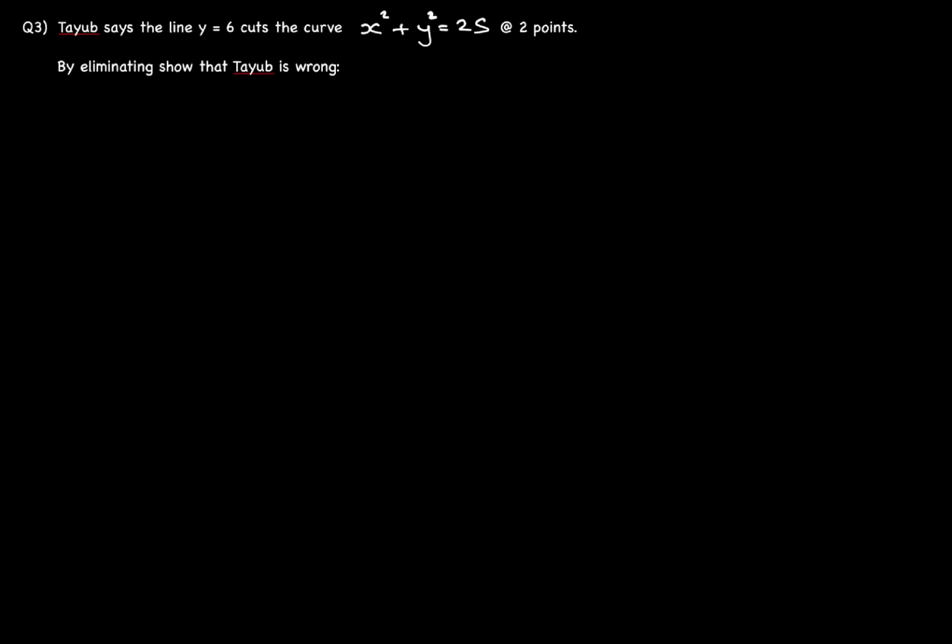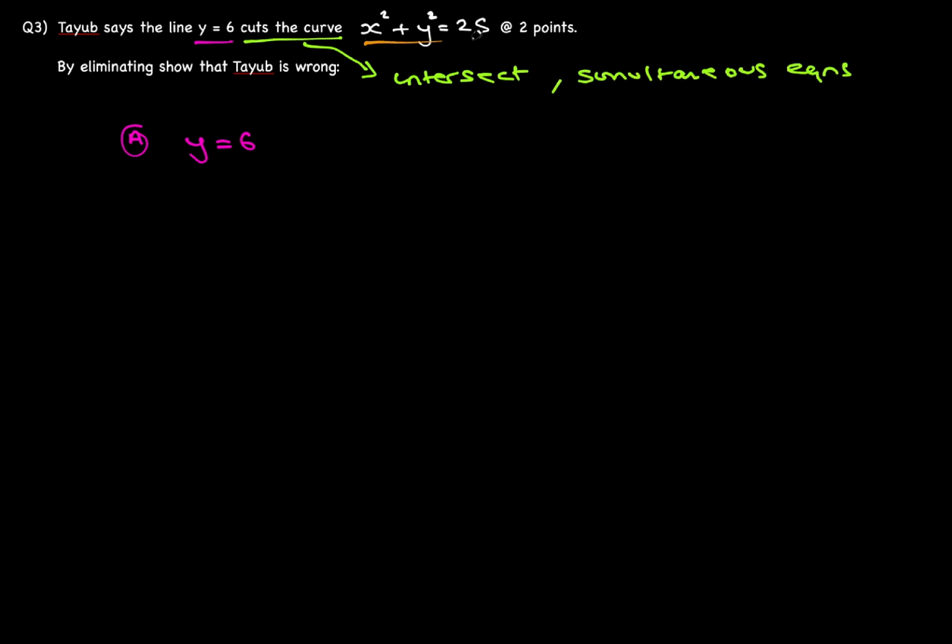Moving on to question 3, a worded question that is similar to question 2, but by eliminating, we're going to show that Tayyab is wrong. Let's dissect the question. So we've got y is equal to 6, let's call that A, which cuts the curve, which means the graphs intersect, they cross over, and therefore we can use simultaneous equations. And then we have the quadratic equation, which I'm going to label as B, x² + y² is equal to 25.